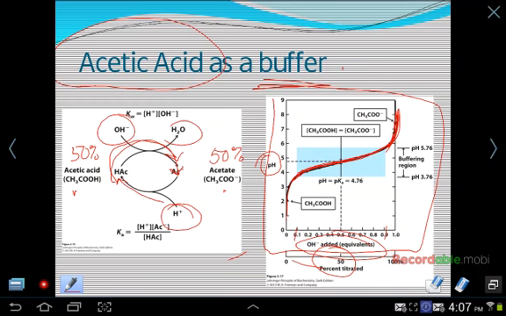But as long as we have some conjugate acid in solution here in this range, we can neutralize some of that added base, which makes this a really good buffer around 4.76.